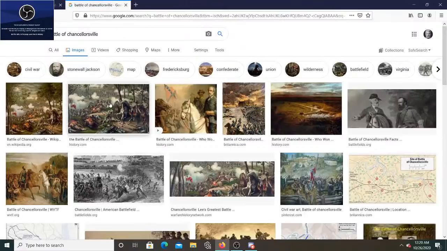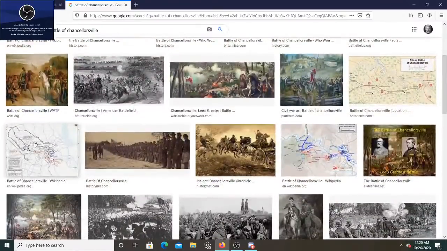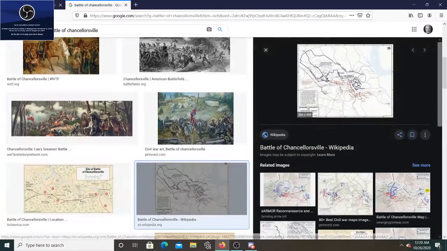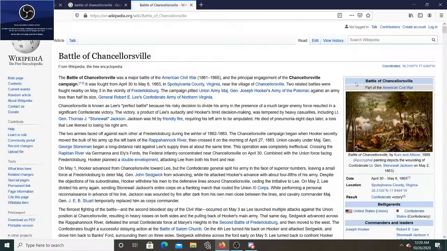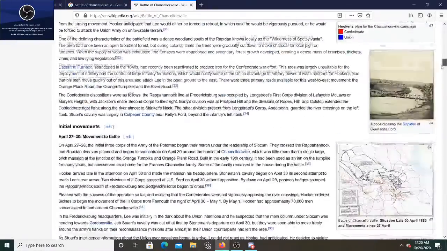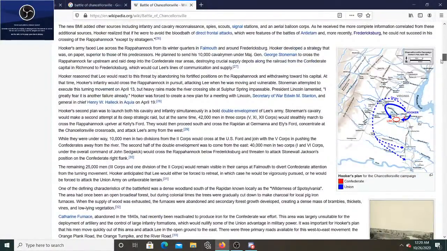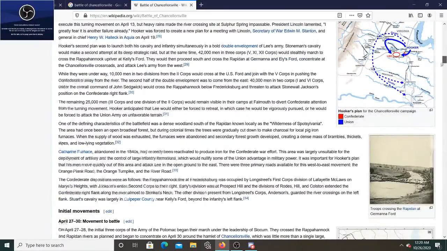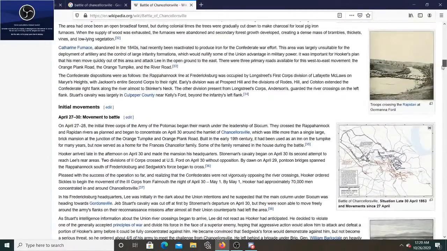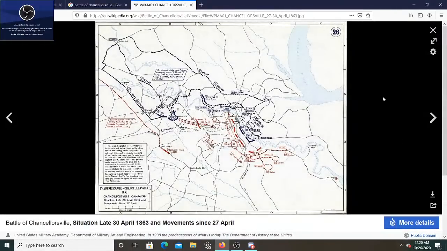Chancellorsville itself is simply a little meeting house, if you will. This battle is also noted as being the battle where Lee was probably his most outnumbered in some ways, because Hooker's army was massive, 130,000 men. The Army of the Potomac was never this big under anybody else as it was under Hooker at Chancellorsville.